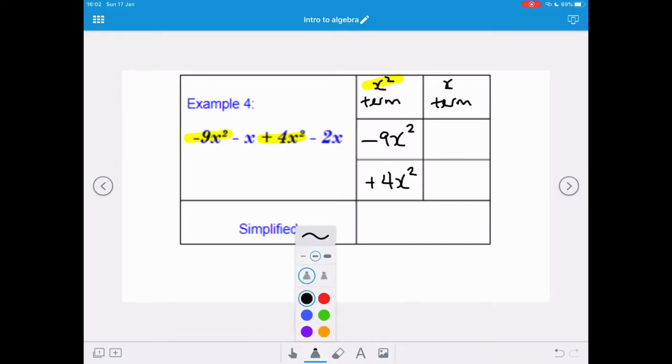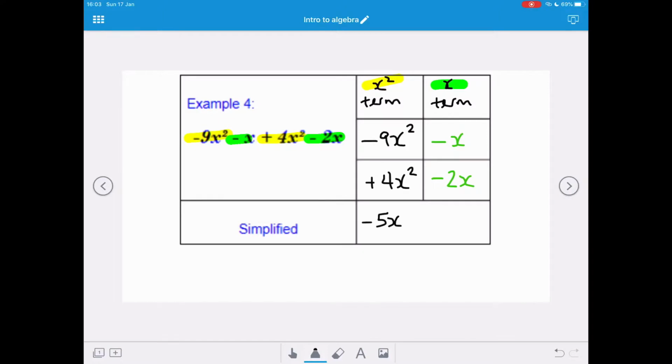Our x terms are negative x. Now remember, when there's no coefficient, we're assuming that that's negative 1x. And we've got a negative 2x. And we're going to put that in the table underneath the negative x. So negative 9x squared plus 4x squared combines to give us a negative 5x squared. And negative x minus 2x is negative 3x. So simplified, our expression is negative 5x squared minus 3x.